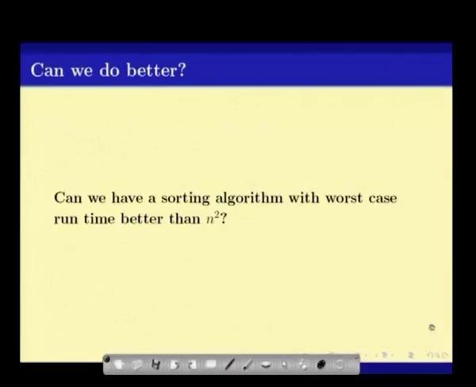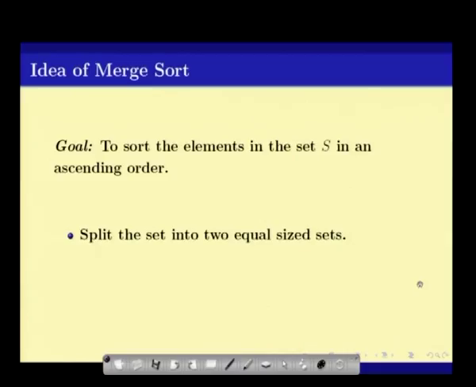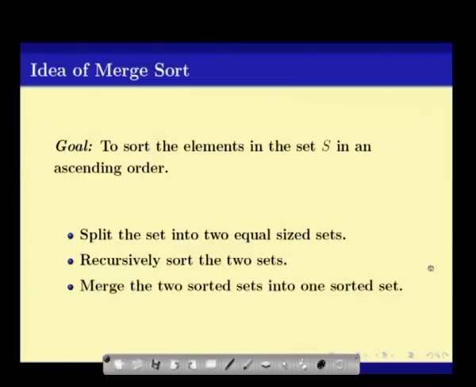The next question was, can we do better than this? That is, can we get a worst case runtime of n log n? And yes, we can do better. The idea is merge sort. In merge sort, we split this set into two equal halves. Then we sort these two halves recursively, and finally we merge these two sets.